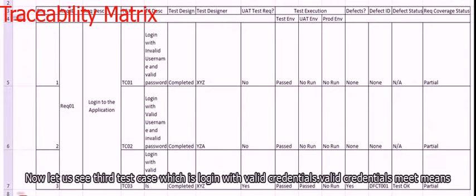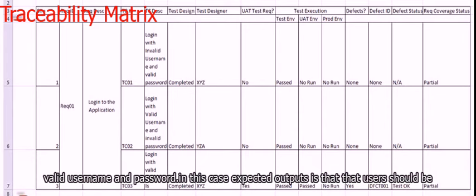Now let us see the third test case, which is login with valid credentials. Credentials means valid username and password. In this case, the expected output is that the user should be successfully able to log in. This can also be seen in the screenshot. Now you can clearly see that from one requirement ID and description we have three test cases.